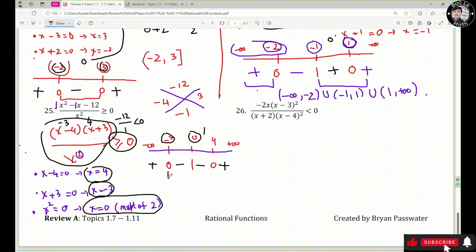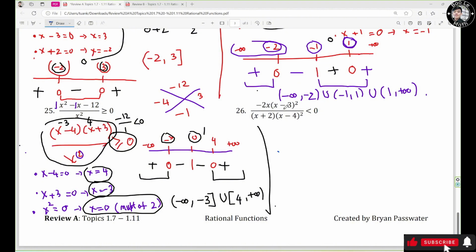Which means this one all the way to the left, and this one all the way to the right. So the final answer should be negative infinity, comma, negative 3, because I have the equal sign right here, and negative 3 is the 0 of the numerator, so I need to include the bracket. Union, same thing. I need to include 4, because 4 is the 0 on the numerator, comma, positive infinity.